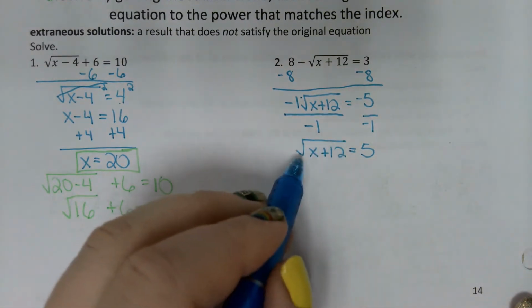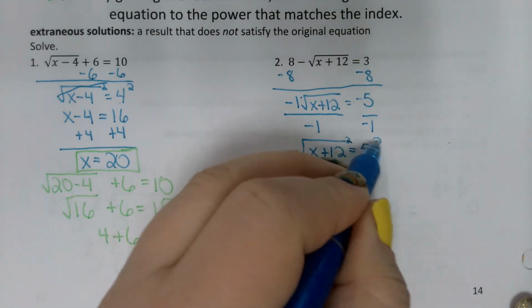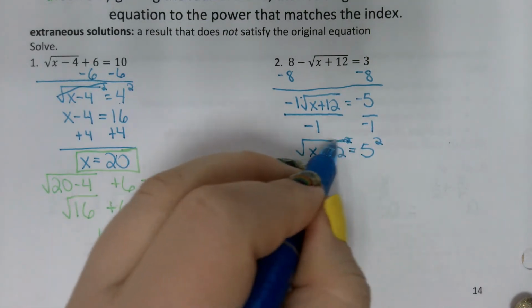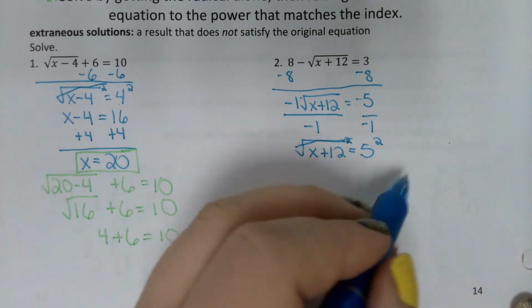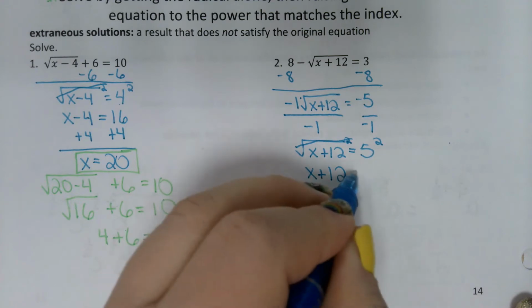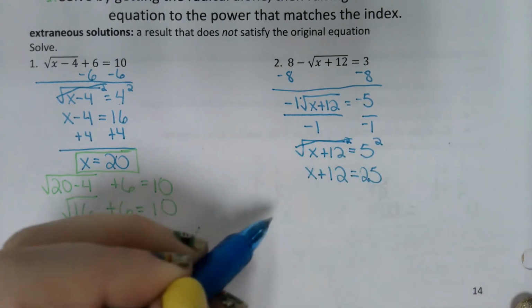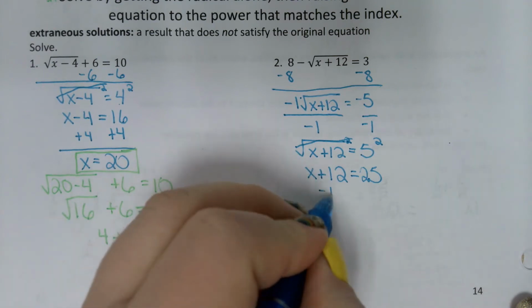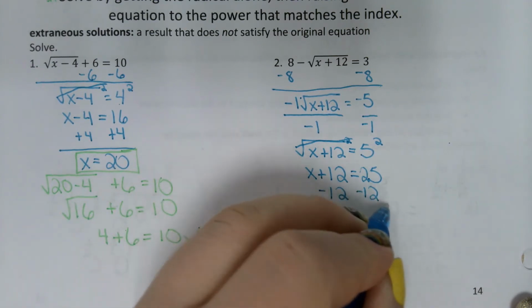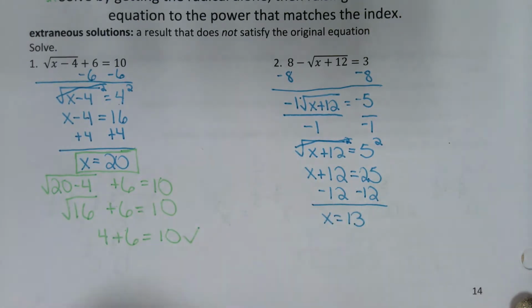This is a square root, which means the index is 2. So to get rid of it, we'll square both sides. Gets rid of the radical. And so leaves us with x plus 12. And 5 squared is 25. Subtract 12 from both sides. And we have x is equal to 13.